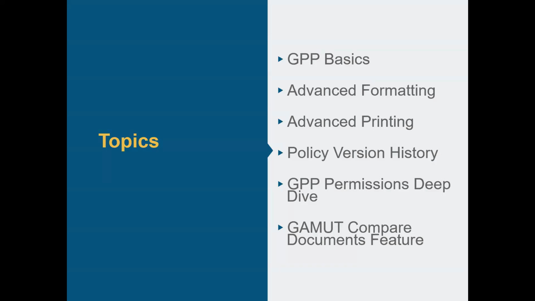And the policy version history feature, which we did have a special webinar on some time ago, but I want to take a look at it again since it is still semi-new. So we'll take a quick look at the version history feature and the GPP permissions deep dive. So there are several different places within the Gamut site where you can edit permissions. And especially when your district or COE is bigger and you have a lot more people and a lot more eyes on the things that you're doing, permissions become incredibly important. So we can look at how to edit those for your exact needs.